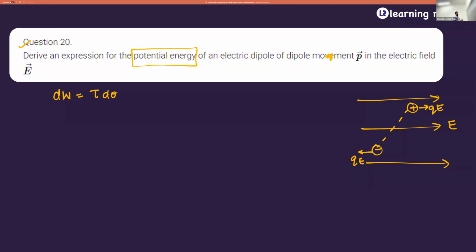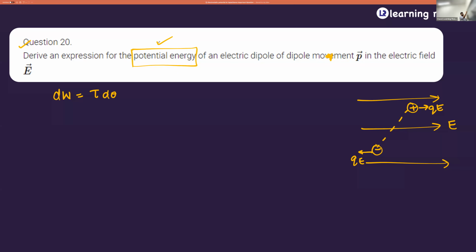So what we did is we considered a uniform electric field in which a dipole is placed in this way. Q is to the right and another Q is to the left for the negative charge. So our job is to derive an expression for the potential energy of dipole moment. It's not movement, it's moment, P vector, in the electric field E vector.